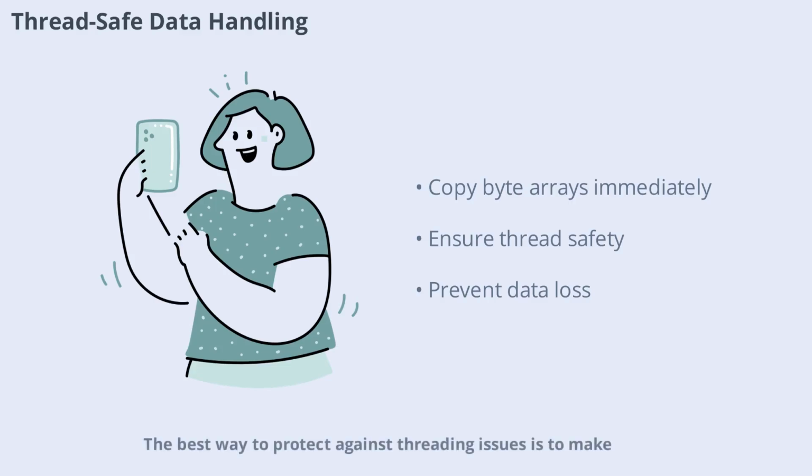The best way to protect against threading issues is to make copies of the byte arrays as soon as you receive them. In the onCharacteristicChanged callback, copy the value before processing. This ensures that your data is thread safe and prevents loss due to overwriting. By always working with copies, you can safely process data on different threads without risking race conditions or data corruption.